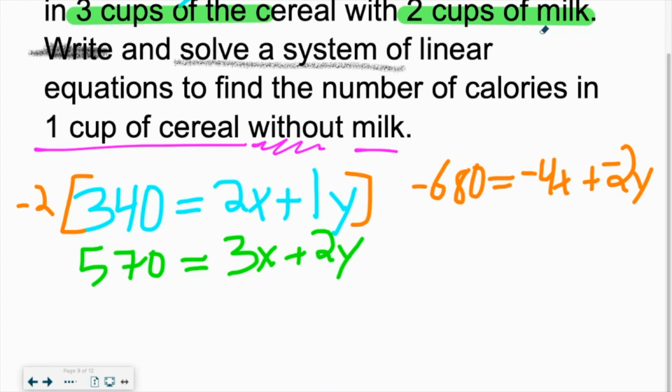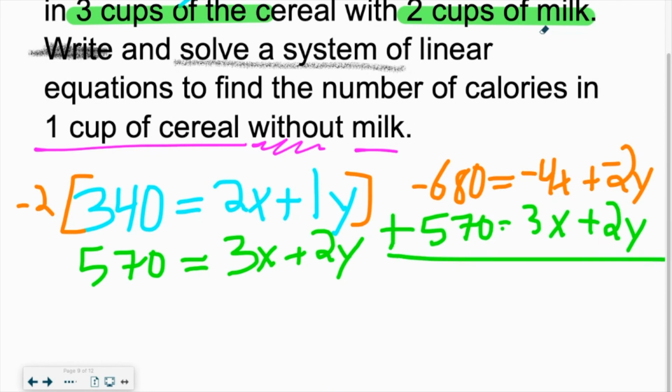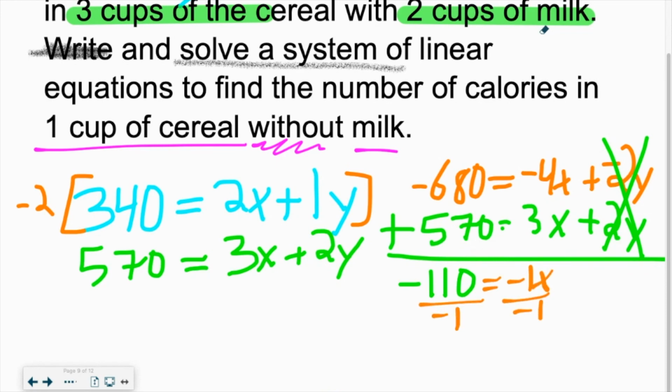And I did that because then when I write in this next equation, 570 equals 3x plus 2y, I can then put my line underneath of it, put a plus sign, and these y's, because they have opposite coefficients, will cancel. We're left with a negative 110 equals negative 1x. We don't want that negative 1, so get rid of it by dividing both sides. So 110 equals x. Wonderful.